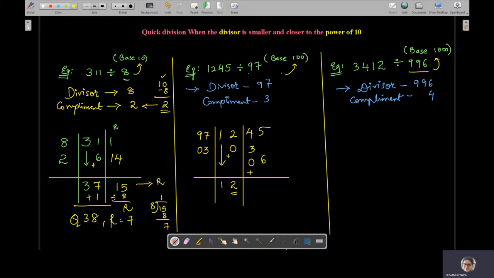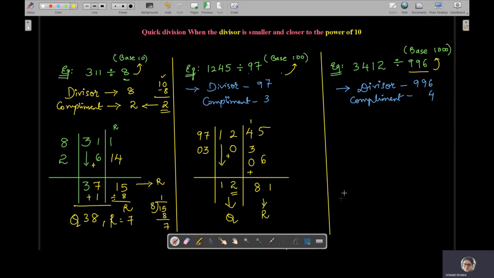So now let us add all these three together. 6 plus 5 gives me 11. 1 plus 4 is 5 plus 3 is 81. So can I divide further 81 with 97? I can't divide. So here, this would be my quotient and this becomes my remainder.